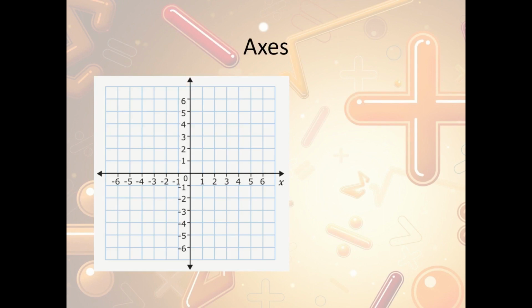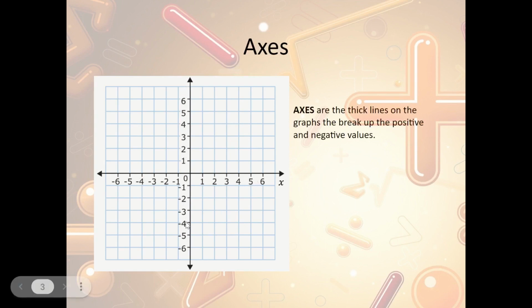Now let's take a look at axes. So within the coordinate plane, we should notice that there are these lines that break up the x and y's. The axes are the thick lines that break up the positive and negative values. So if we look here, we have our x's that go this direction, and we have our positives on this side and our negatives on this side. And they're broken up by this line here that represents the negative y's and the positive y's. So they break up each other and create positives and negatives in each of these boxes.